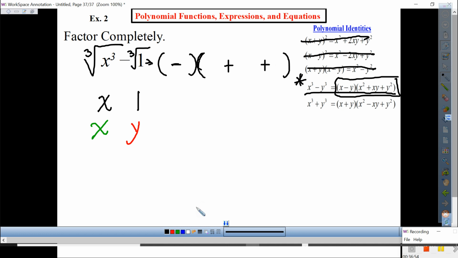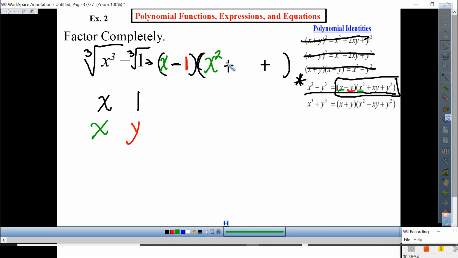So let's see. What do I have? I have first X minus Y. Minus Y. So what do I write here? What is X? It's still X, so I just write X. And instead of Y, what am I going to write? 1. That is correct. Next, what do I write? X squared. Okay, that goes right here. It's still X and X squared.